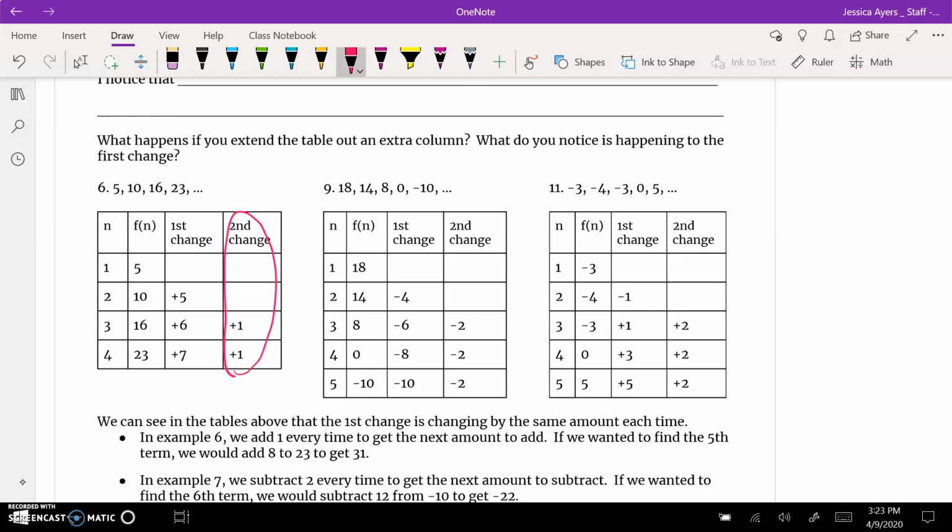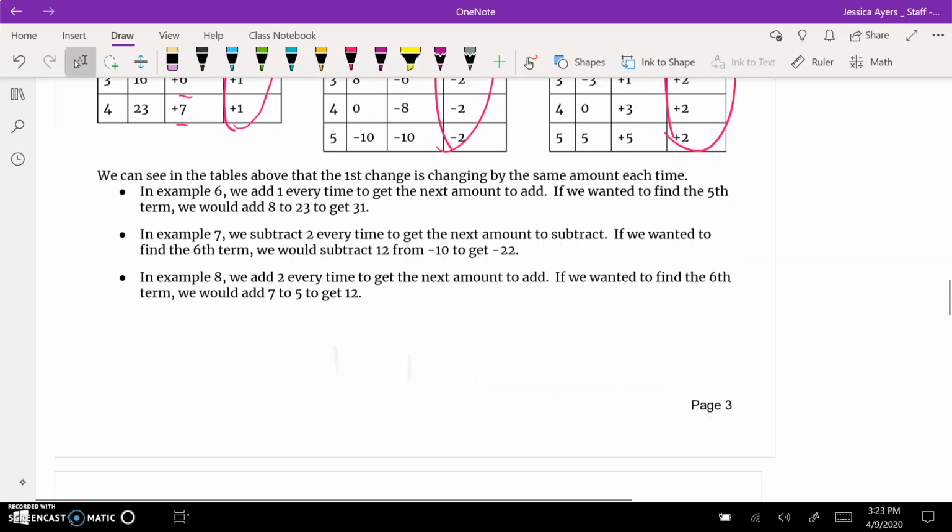Having a constant second change means that our function is quadratic. And that's what's important to see: the first change is changing, but the second change is constant. And this is going to tell us something very special.